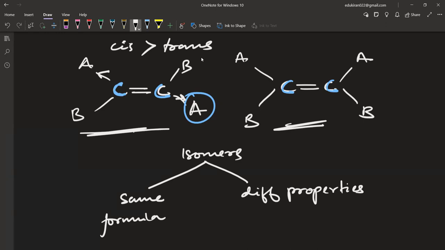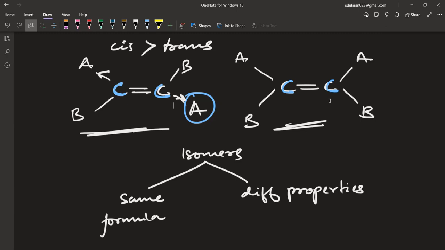Now this property leads to the idea that, okay fine, they have the same formula and everything is the same, but the properties are different. Now if the properties are different, they are different molecules even if they have the same formula. Then we went to the structure, to see what the structure is. Then we saw that the structure also looks the same, the carbon connectivity is the same, but the arrangements are different.